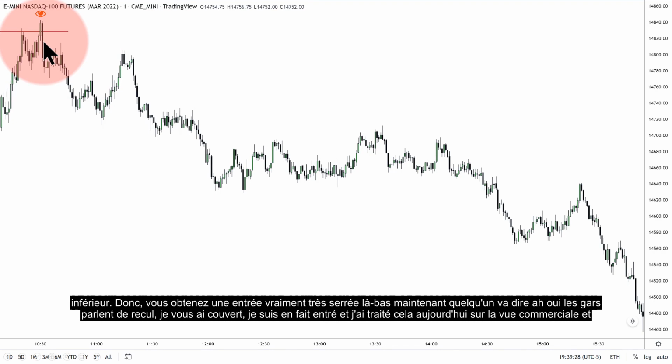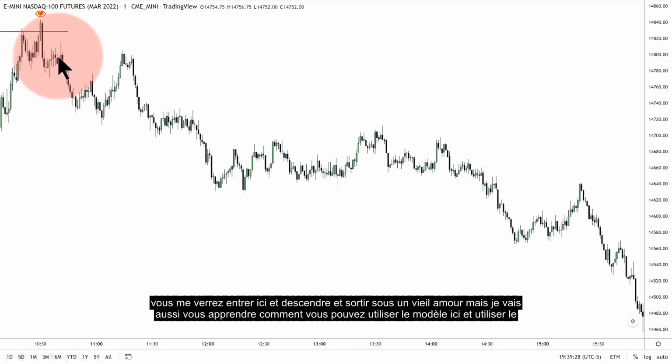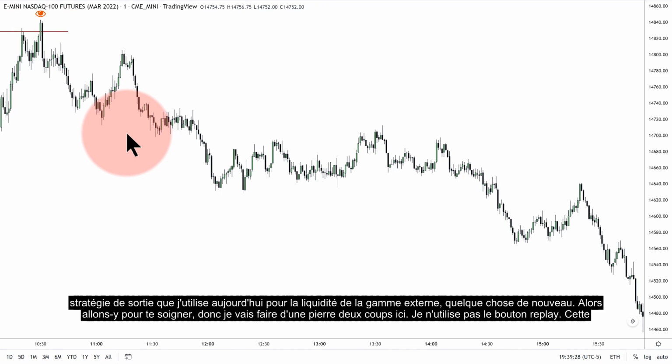Now, some of you are going to say, oh, this guy's talking about hindsight. I got you covered. I actually went in and traded this today on TradingView, and you'll see me entering right here and writing down and taking out my exits below an old low. But I'm going to also teach you how you can use the model here and use the exit strategy I used today for external range liquidity. Oh, something new. So let's go over to TradingView.